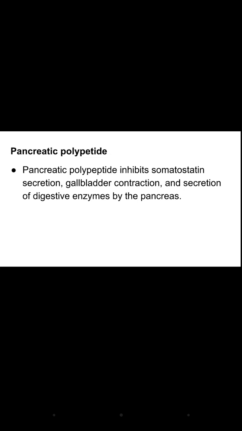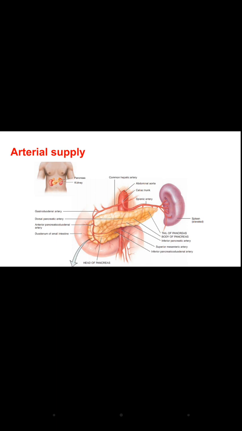Next one, pancreatic polypeptide. What is the function of pancreatic polypeptide? It inhibits somatostatin secretion, gallbladder contraction and secretion of digestive enzymes by the pancreas. So this is the endocrine pancreas, in which we discussed 4 hormones, what their functions are and how they lower the blood glucose levels, whose main function is to maintain the normal blood glucose levels of the body.